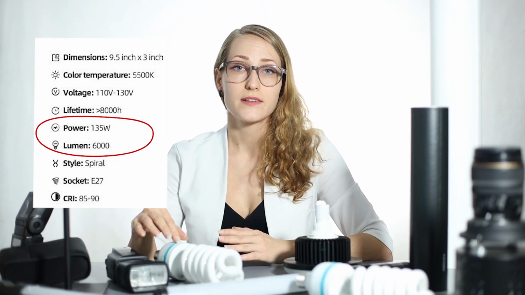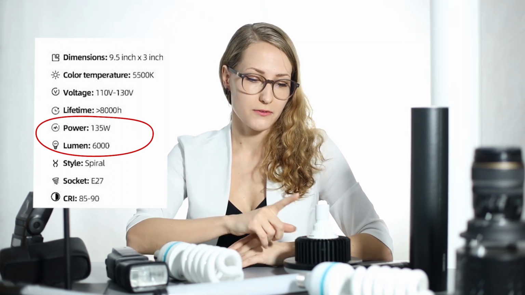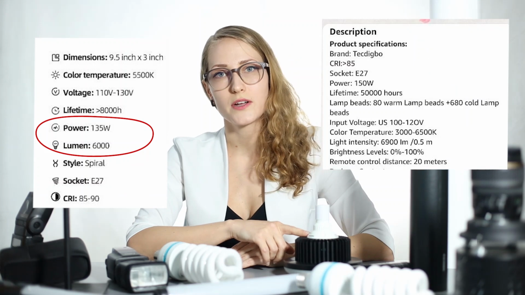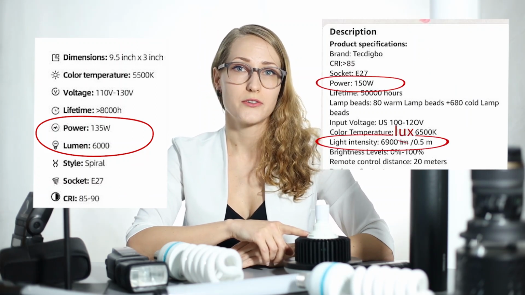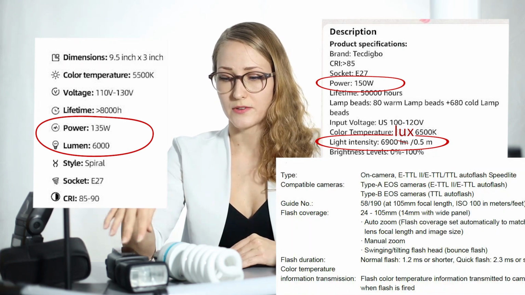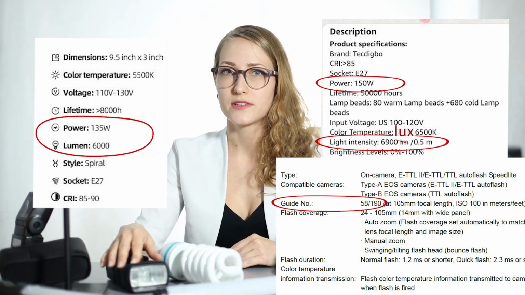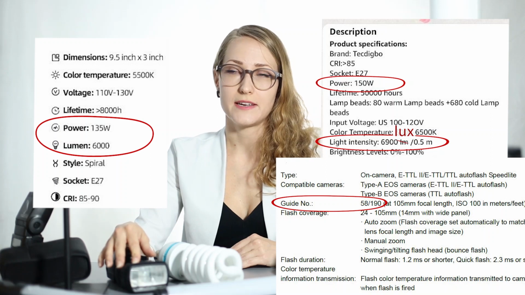If you would go online right now and search for the description of each of these items, you would find something like this for the fluorescent lamp: 135 watt, 6000 lumen. For the LED, the description is 150 watt, 6.9 thousand lux at 0.5 meter. And for the speedlight, you will find just the guide number, which is 58. So how do we make sense of all of these numbers and which of them are important to us?